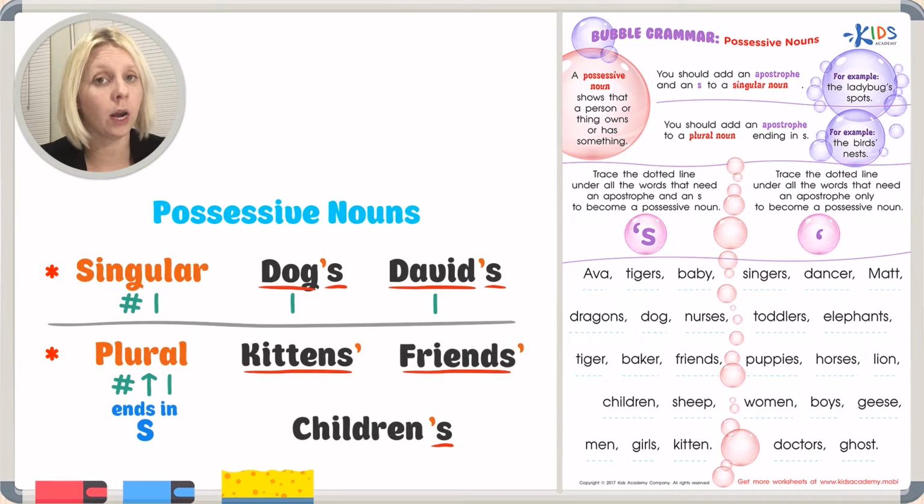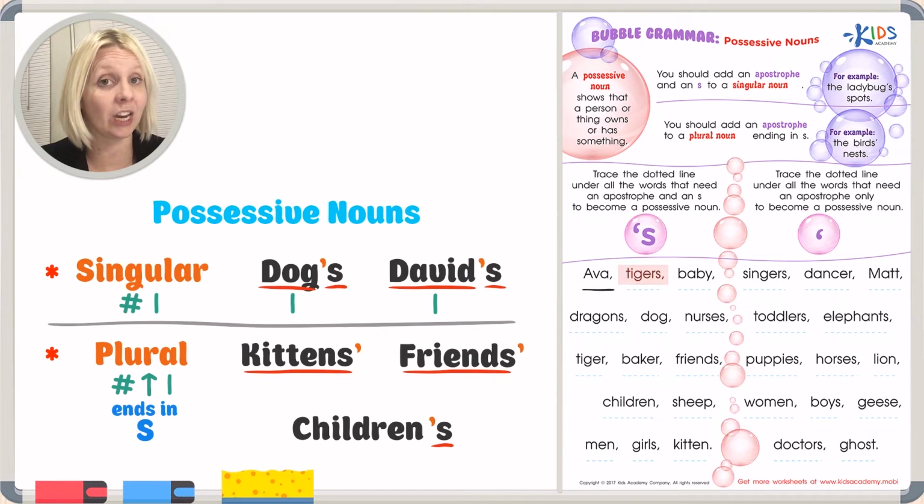Is Ava one or more than one? Ava is one girl. So that lets us know that it's a singular noun and it needs an apostrophe S. And the direction said that we need an apostrophe and an S to become a possessive noun. So we are going to underline Ava because Ava is just one.